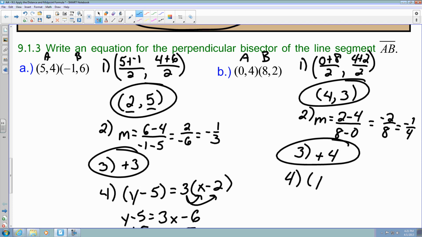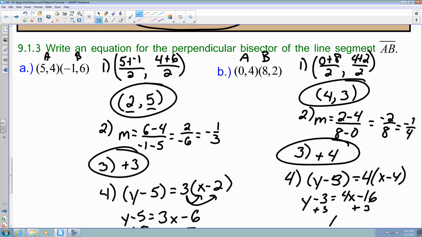So I got y minus 3 equals, and the slope would be 4, and then I got x minus 4. So I'm going to distribute the 4, so I got y minus 3 equals 4x minus 16. I'm going to add 3 to both sides, and I will get y equals 4x minus 13. So my line for my perpendicular bisector for these points is y equals 4x minus 13.